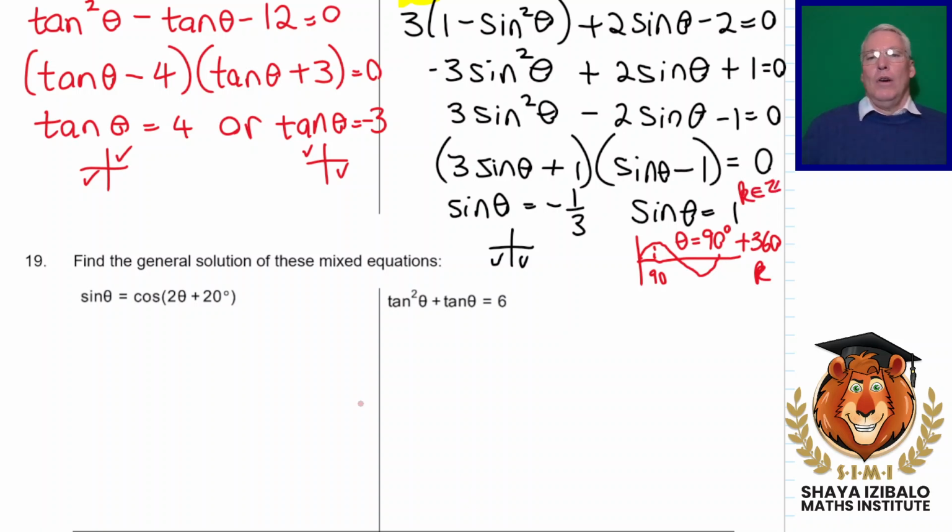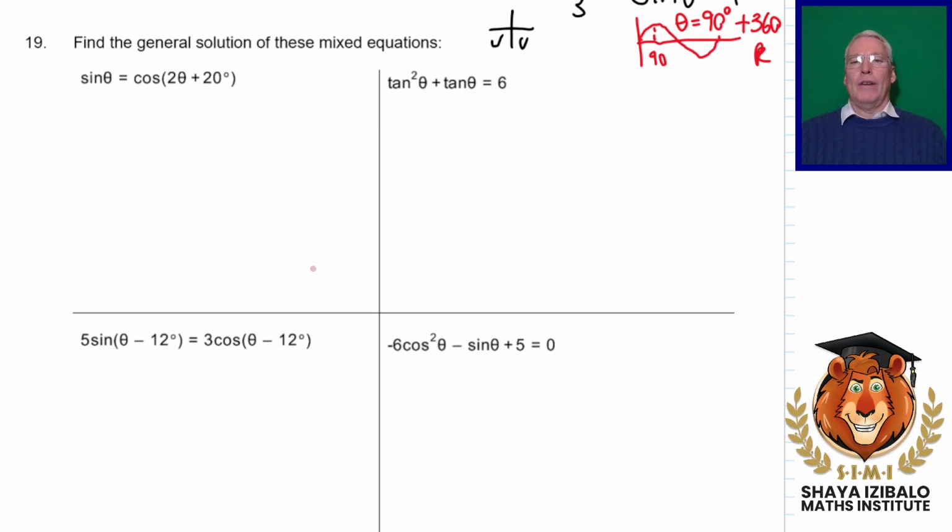Okay, we're going to ask you to pause the video and to try the next four. They're a mix of examples. Okay, they're a mix. And in fact, there's a whole lot of different techniques involved in these next four. So have a go.